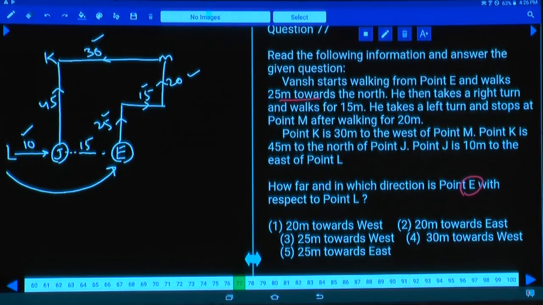E is in which direction with respect to? E is towards east. Hence 25 meters towards east, that is choice 5. Clear now? 77, choice 5. Then 78.